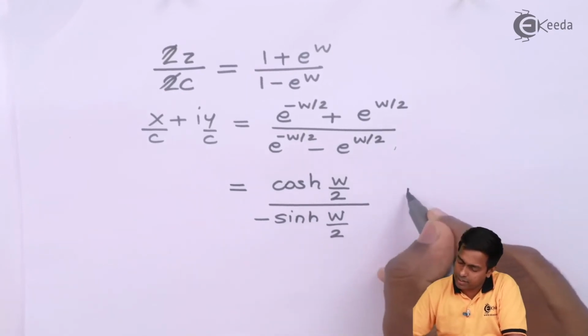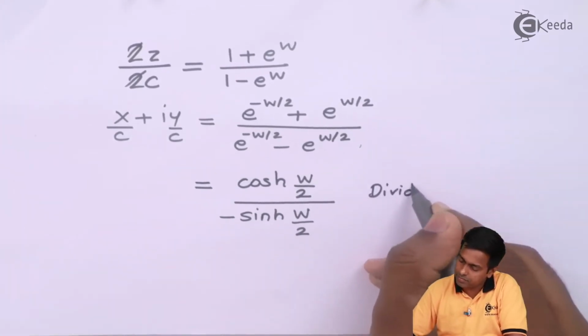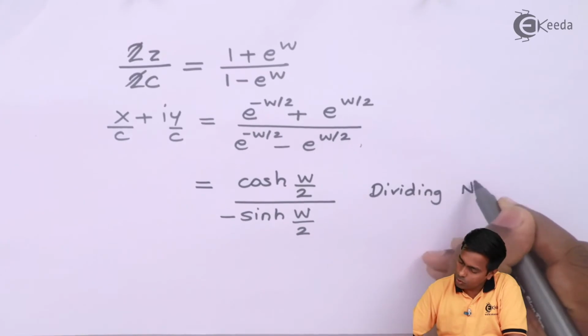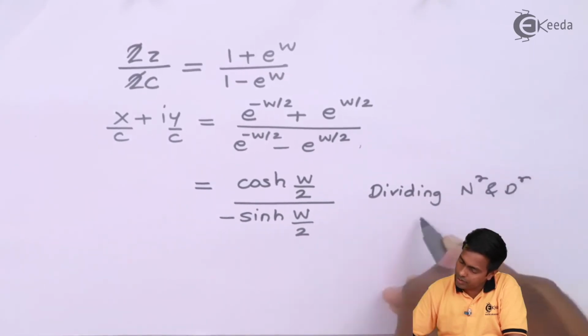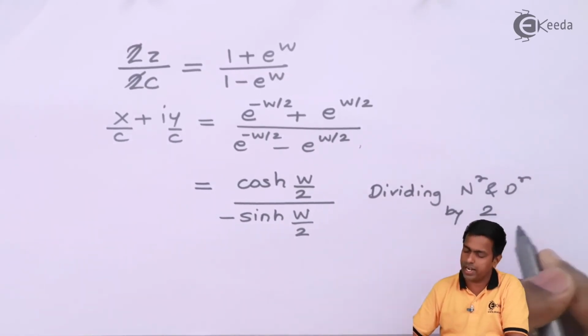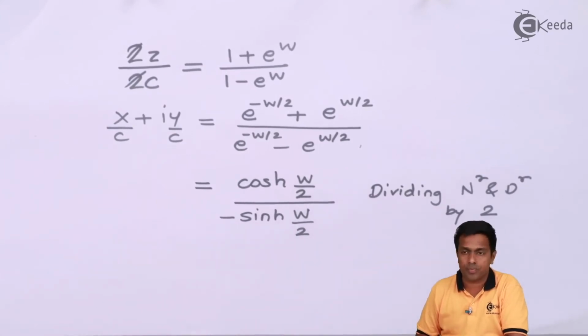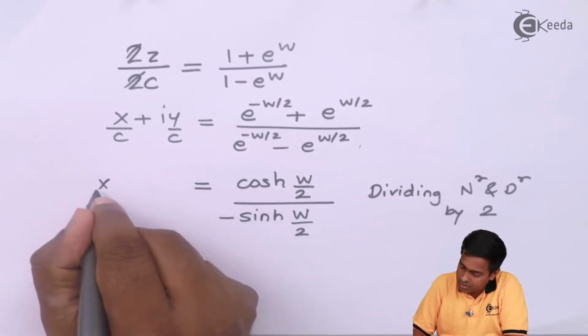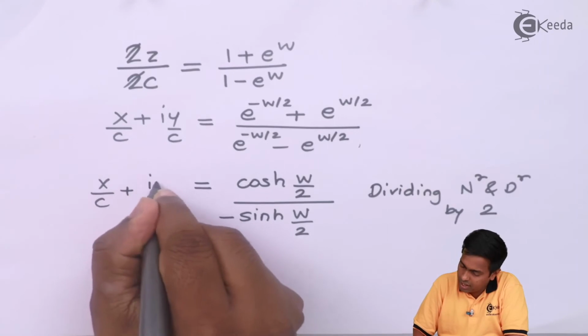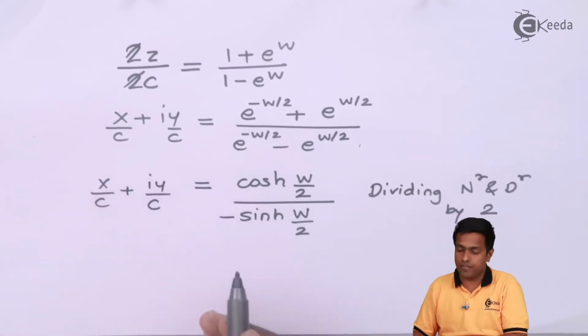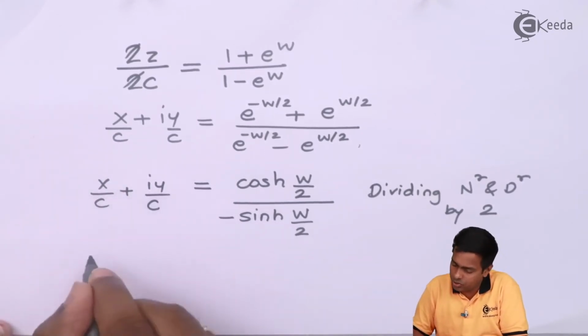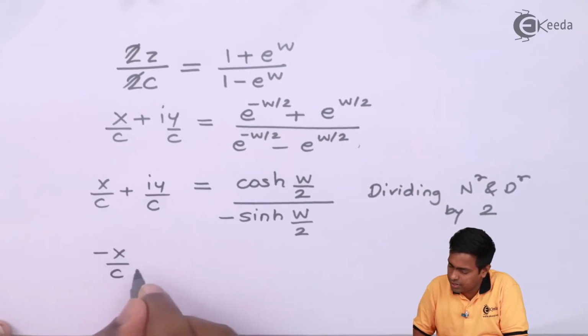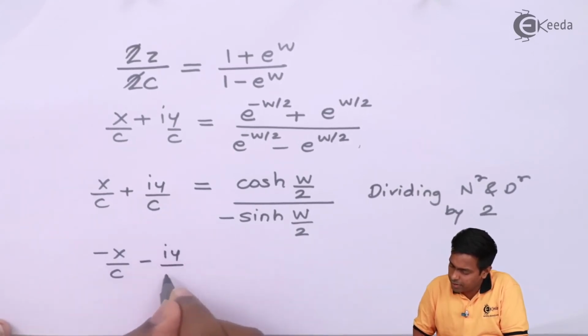So here I'll write: dividing numerator and denominator by 2. By doing that, we got this value. Next, this x by c plus iy by c as it is. Next, I'll shift this negative sign to the left hand side. So that will become minus x upon c minus iy by c.